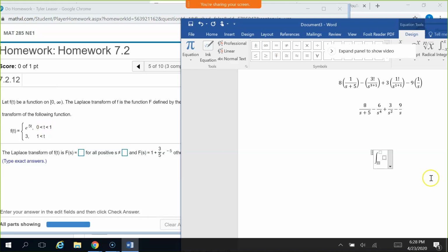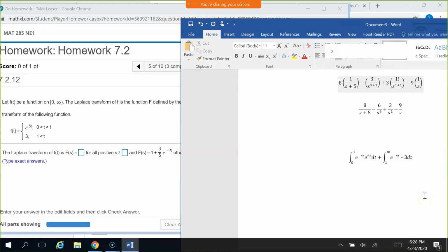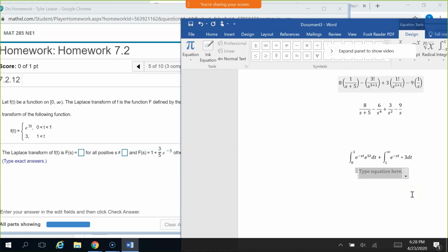So we're going to have our first integral go from 0 to 1, and then it's going to be that e to the negative st times our function e to the 5t. And then that plus my second integral is just going from 1 to infinity. We still have the e to the negative st, and then that's going to be times 3. All right, then we have to do these.